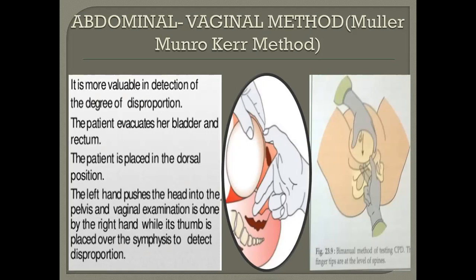You understood? Just imagine. Here the left hand is kept over the abdomen, holding the fetal head like in the abdominal method itself. She is grasping the fetal head. Whereas, as we said, it is the abdominovaginal method. Abdominally the left hand has been kept, vaginally the right hand, as we do in per vaginal examination, the fingers are inserted, and the thumb is placed over the symphysis to detect the disproportion. Here you can see the examiner is pushing down the fetal head, and we are assessing the disproportion through the per vaginal fingers.